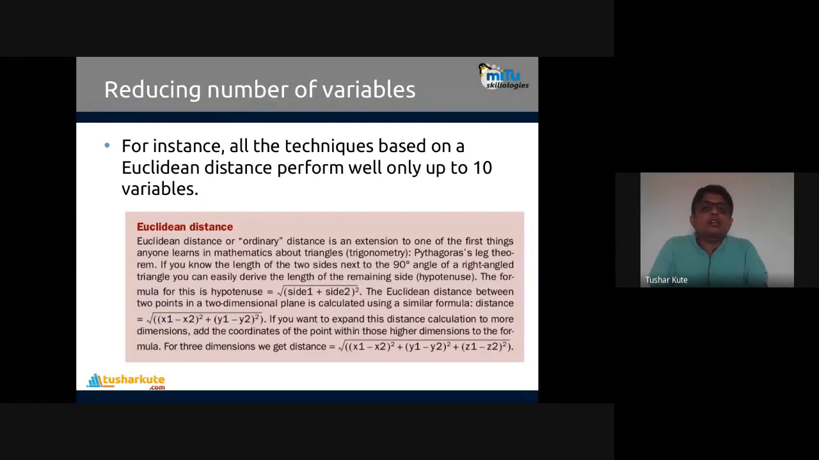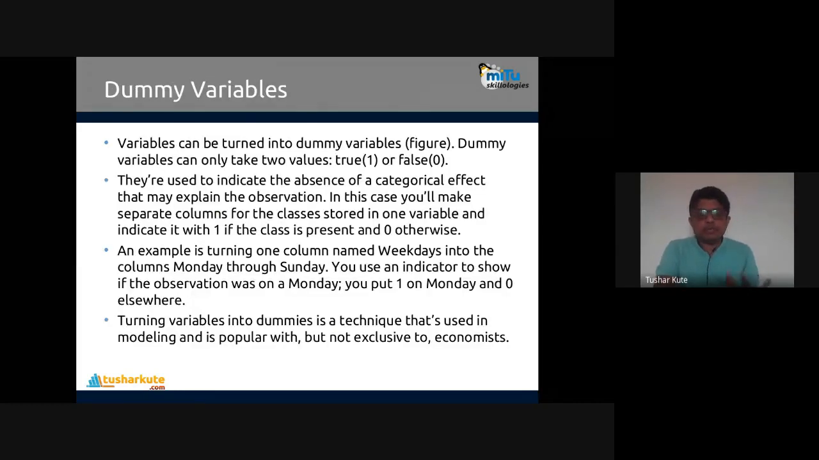For instance, a technique based on the Euclidean distance will perform well up to 10 variables. We can make use of such a technique, Euclidean distance, if you have heard about it. Euclidean distance is the method we use to check the distance, so the distance calculation is done by using this method. The formula is mentioned over there. This technique can also be used to check the relationships which are common among all the different variables present there.